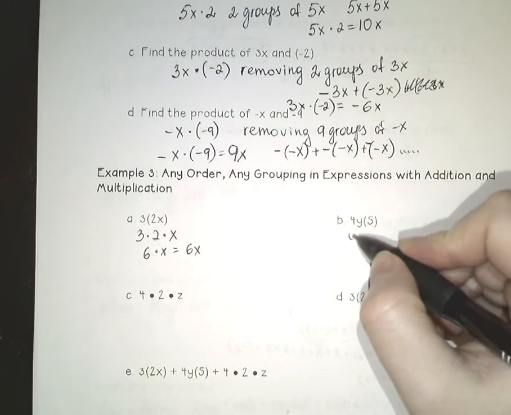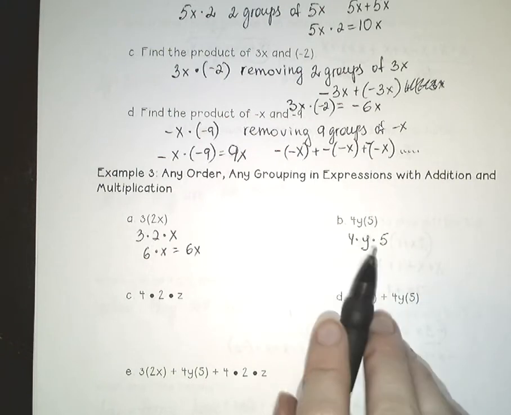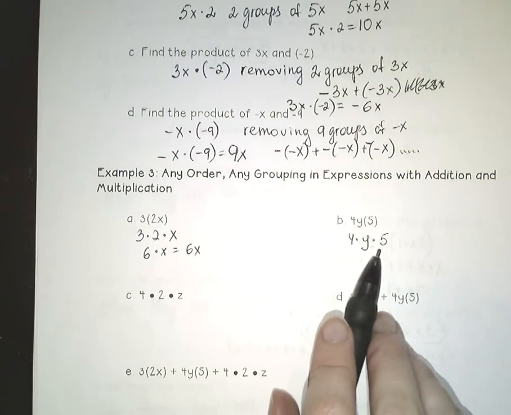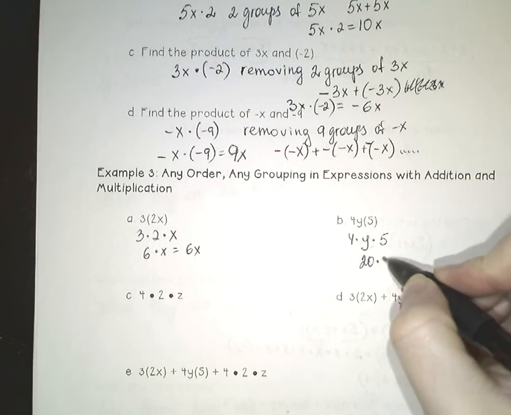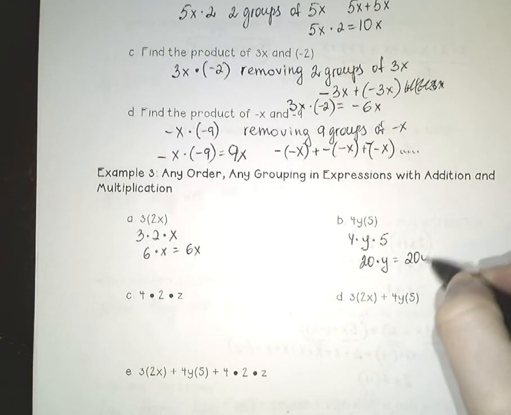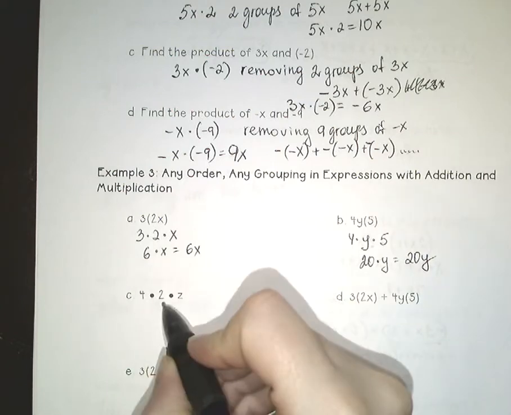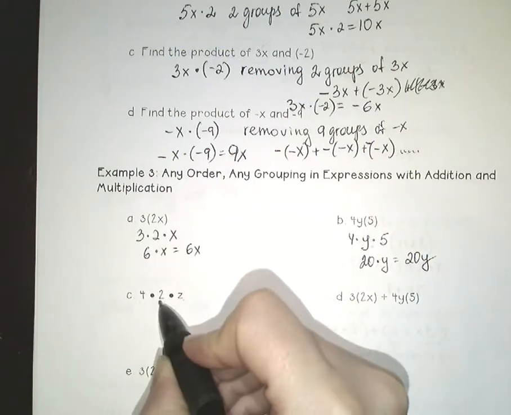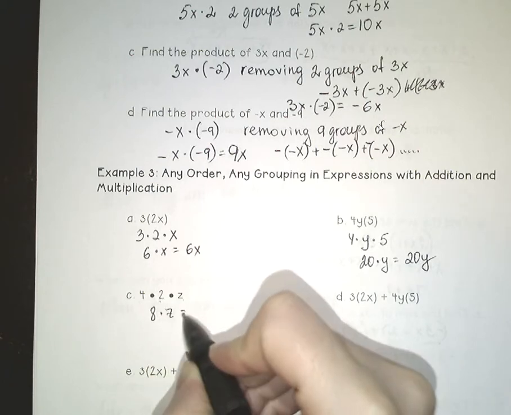Here I have 4 times y times 5. I know 4 times 5 is 20, and 20 times y makes 20y. Okay. 4 times 2 times z. I know 4 times 2 is 8, times z is 8z.